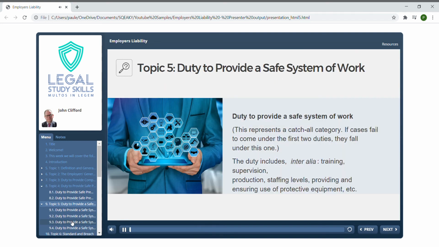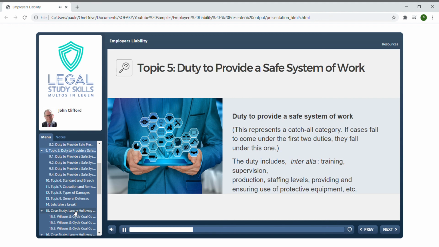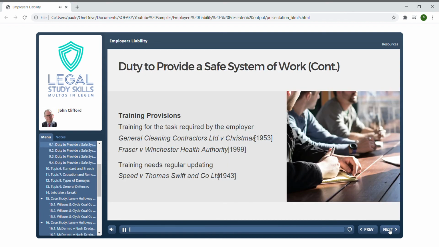Now, as I mentioned earlier, this last category, the third category, the duty to provide a safe system of work, is really sort of a catch-all category. It's a generic category that covers everything not included specifically in the first two categories that we've looked at. So it includes, amongst other things, one of the most important aspects of this particular category, which is training. Training must relate to the task that the employer requests the employee to do.